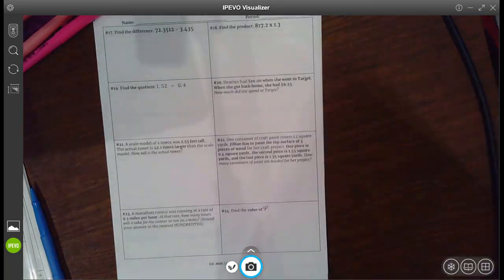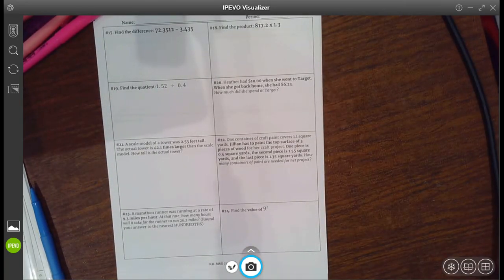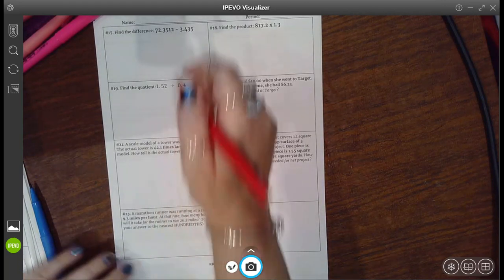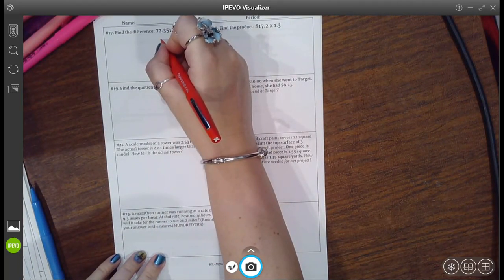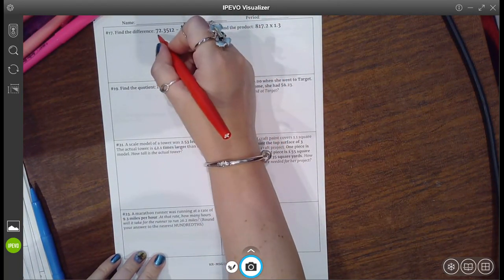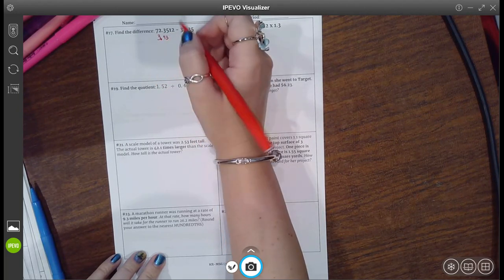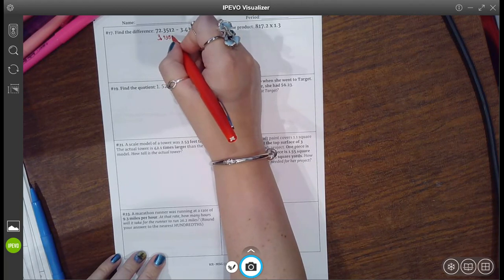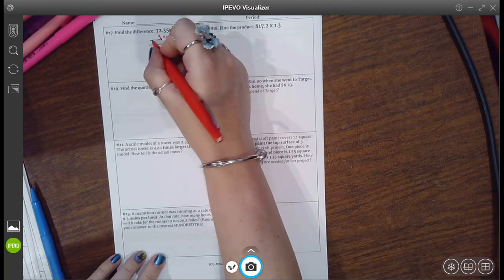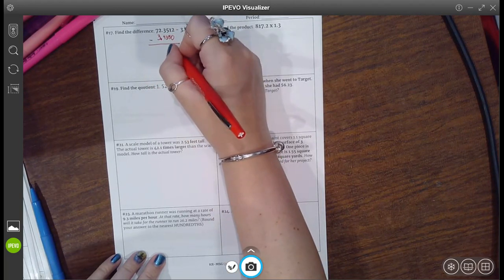Okay. For our next one, it says find the difference. So I'm subtracting, which means, yes, I still need to line up my decimals. So I'm going to line up my decimal there. The 3 went to the left of it, and 4, 3, 5 went to the right of it, 0 placeholder. Okay, 2 minus 0 is 2.